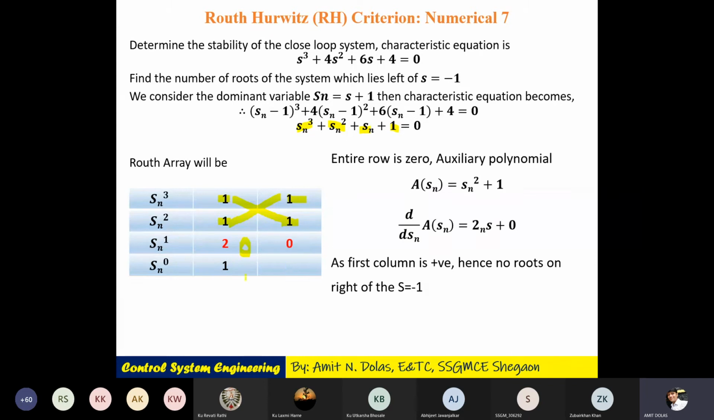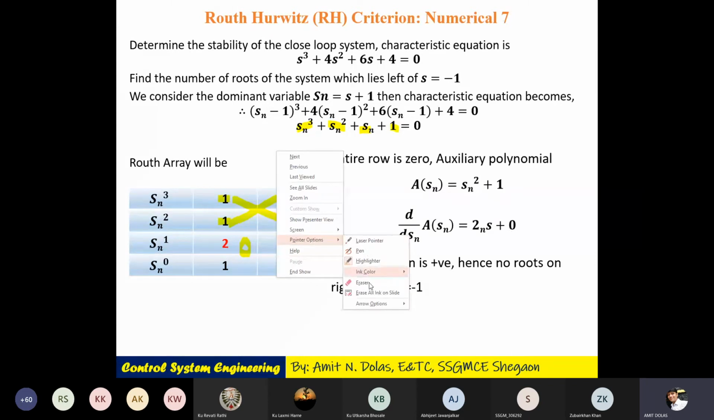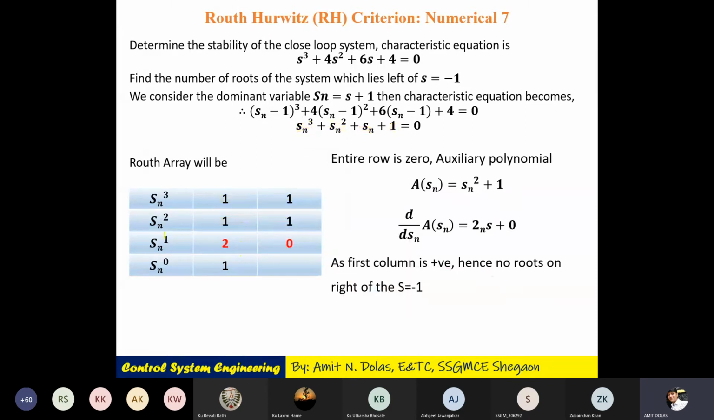Then what we do? We take the auxiliary equation from the row above the 0th row. So ये इसका auxiliary equation निकालना पड़ेगा हमें. क्या रहेगा? If the entire row is 0, the auxiliary polynomial A of Sn will be 1 into Sn square plus 1. Then what is the next step? अगली row निकालने के लिए we differentiate this equation with respect to Sn.